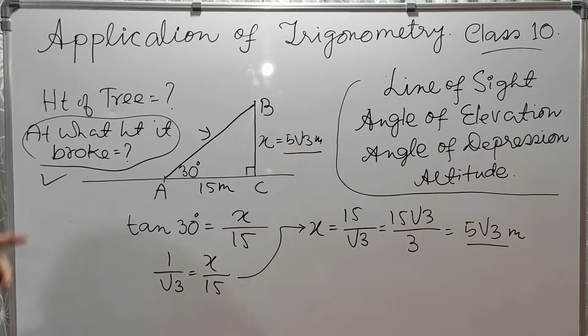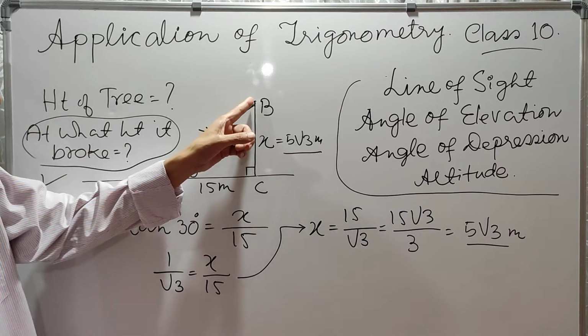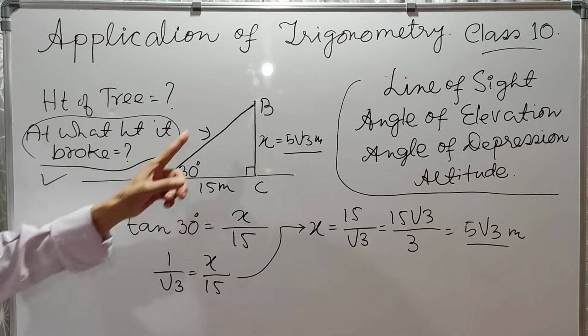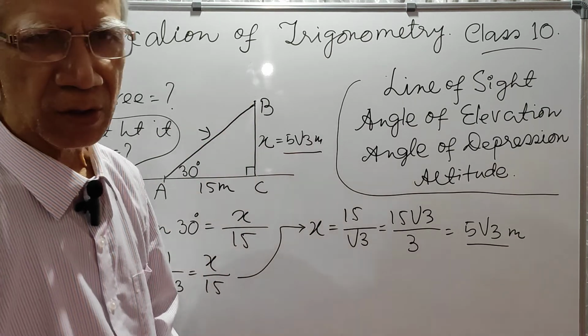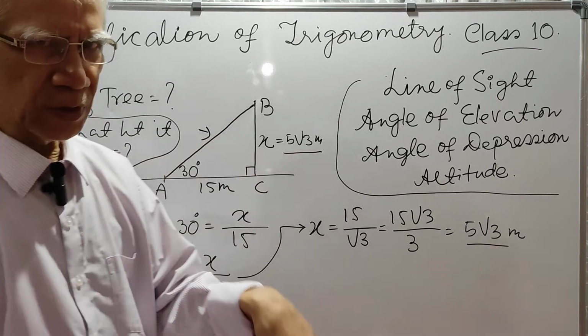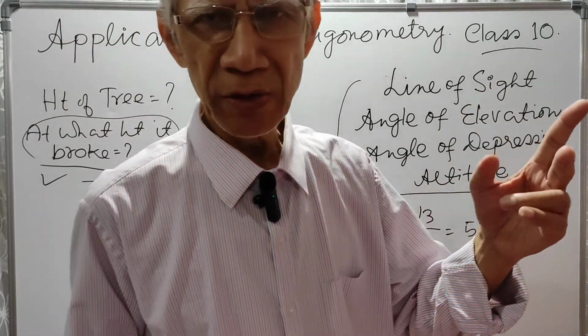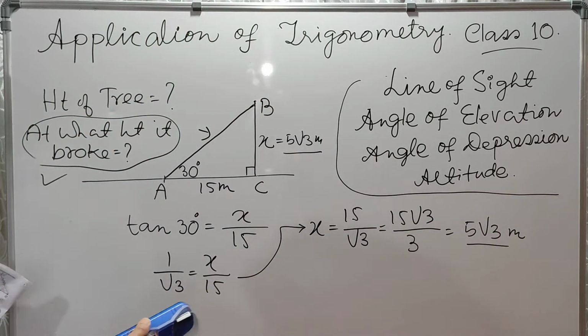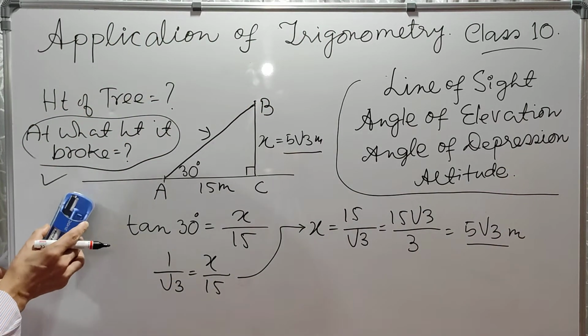All right. Now the height of the tree. Height of the tree is what? AB plus BC. Now we have to find out AB. Now to find out AB, you have to use sine or cos, because AB is the hypotenuse of the right angle triangle. Now hypotenuse is there in which two ratios? Sine and cos, isn't it? Therefore now we have to use sine or cos.